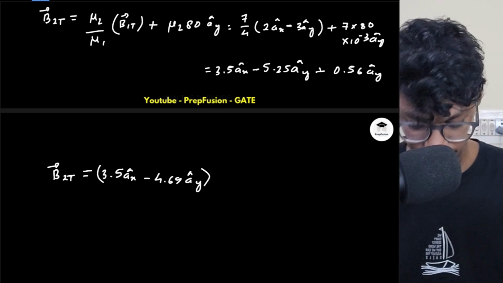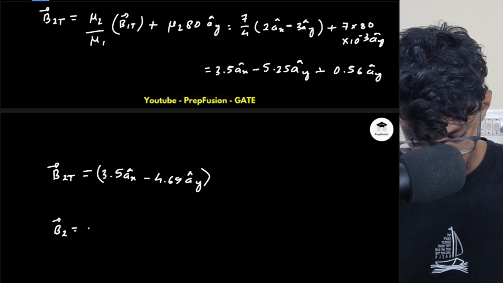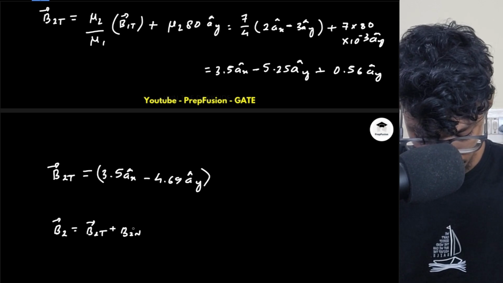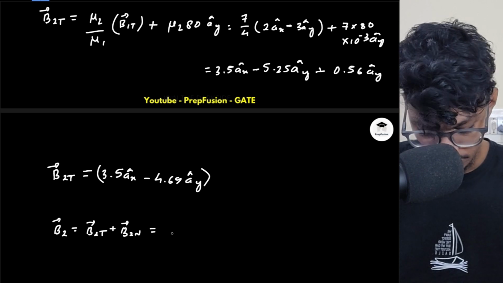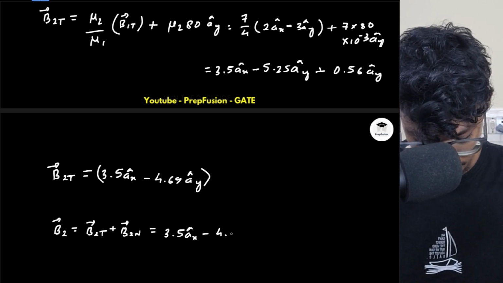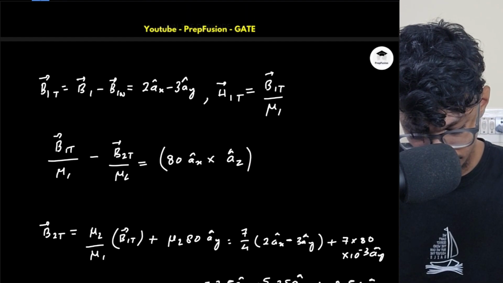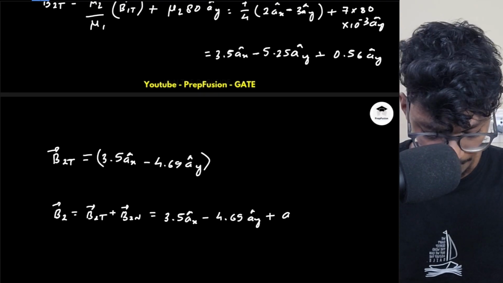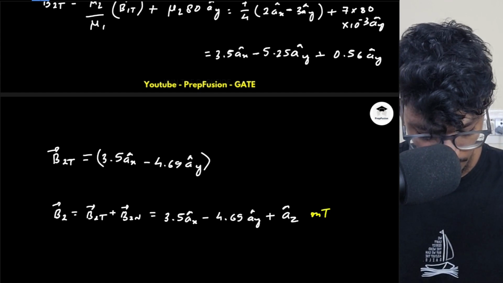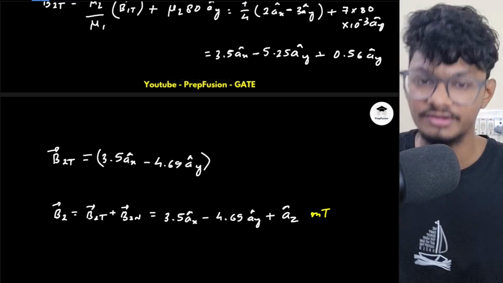So basically my overall B2 will become B2T plus B2N. So this will be 3.5 AX. This is the tangential component, AY plus AZ. The normal component remains the same. Remember this is in millitesla. So this is how you solve these types of questions. You just have to be careful with the units. You have to be very careful with the units.